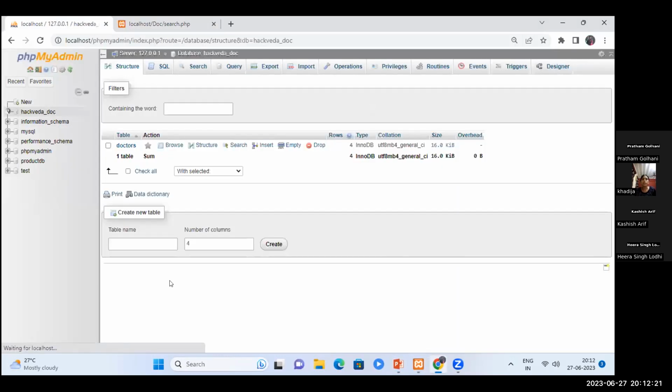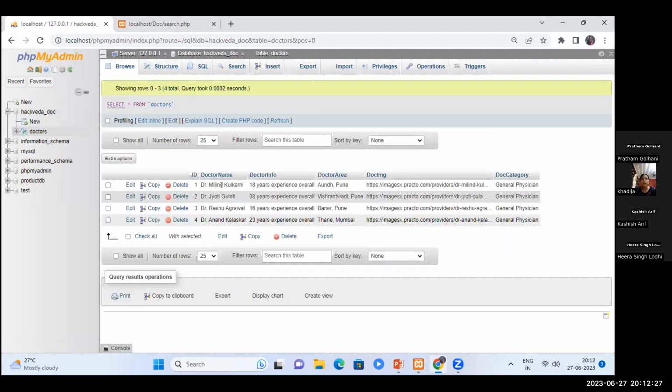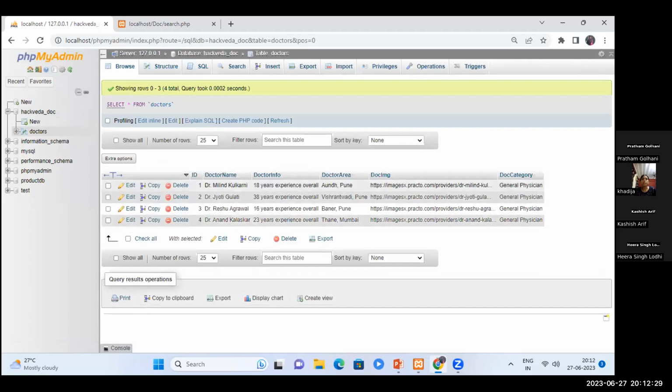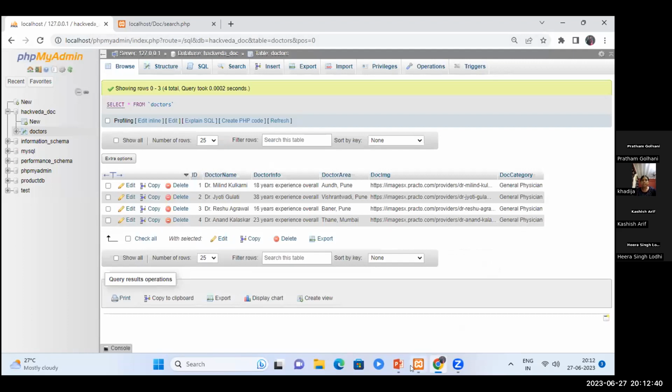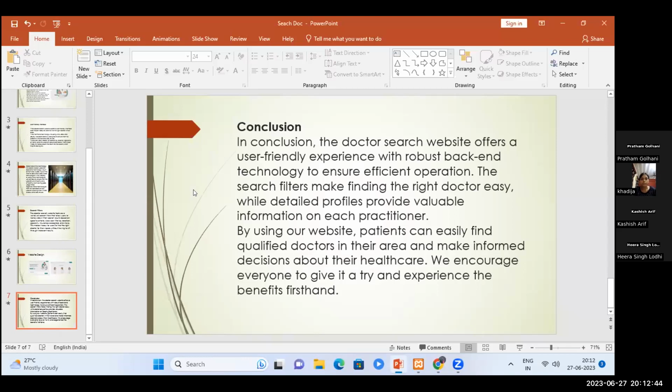We have got 4 doctors here. 3 are from Pune and 1 is from Mumbai. And the 3 are available here on the next page. So this is the conclusion. Again, thank you.